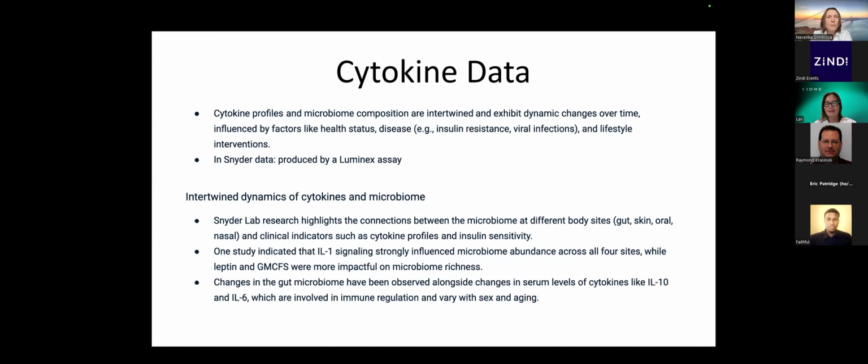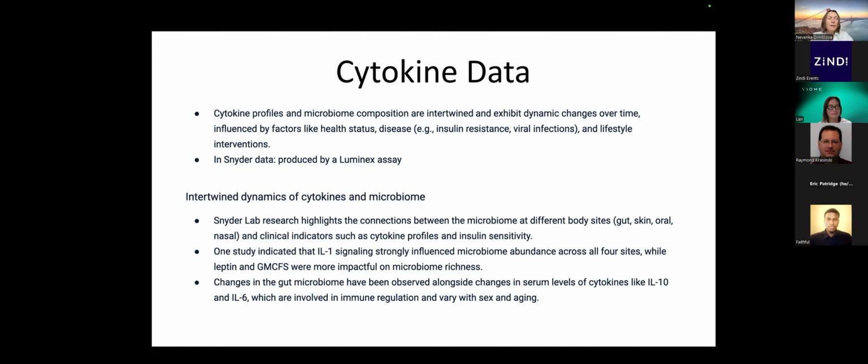For us, what's important is to focus on this fact: how cytokine profiles and microbiome composition are intertwined, and they exhibit dynamic changes over time. So this can be influenced by disease, say insulin resistance, or viral infections, or lifestyle interventions, for example, food. And we already mentioned that in the Snyder data, there are 62 cytokines that are produced by so-called Luminex assay.